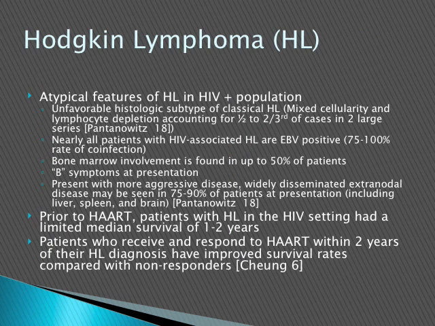So atypical features, more aggressive. You're going to have unfavorable histologic subtypes here. About 1/2 to 2/3 of cases are due to mixed cellularity and lymphocyte depletion. Nearly all patients are associated with EBV. Bone marrow involvement is found at presentation in 50% of patients. B symptoms at presentation, and these patients are presenting with more aggressive disease, wide dissemination, and extranodal disease may be seen in 75 to 90% of these patients, including liver, spleen, and brain.